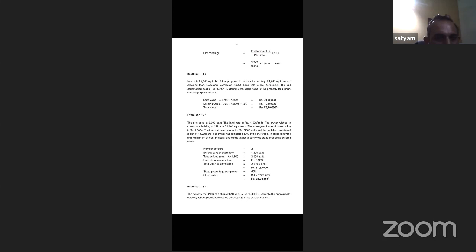Exercise 10. A building of 8,000 square feet, ground floor plus first floor, 4,000 square feet each, is existing in a plot of 8,000 square feet. What is the plot coverage? Read the question again. A building of 8,000 square feet, GF and FF 4,000 square feet each, is existing in a plot of 8,000 square feet. What is the plot coverage? 4,000 divided by 8,000, 50%. Right, exactly. Let us see: the ground floor is 4,000, the plot area is 8,000. So half of it, 50%.